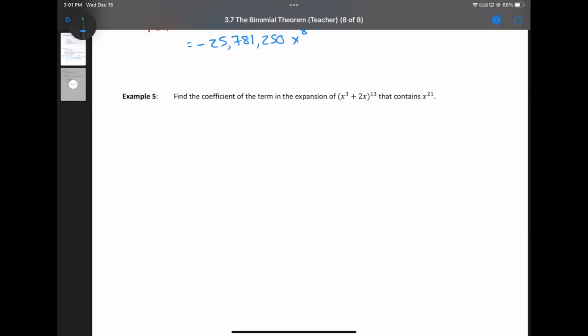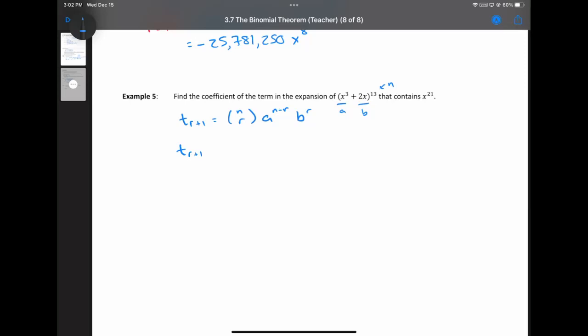Okay, so here's what I'm going to do. We have our equation that term r plus 1 equals n choose r, a to the n minus r, b to the r. So that's our generic equation. I'm now going to fill in the values that we know, since I know that this is a, that's b, and that's n, the 13.